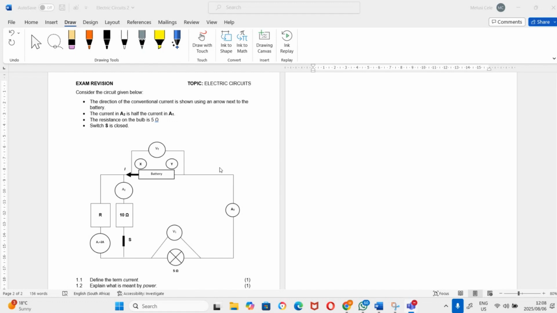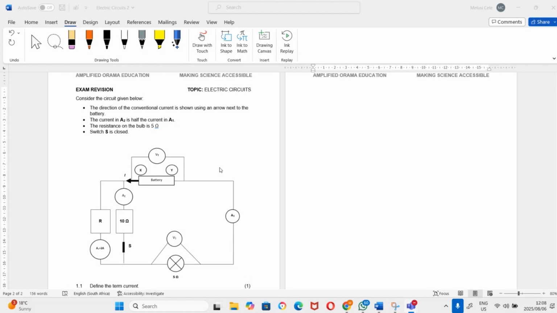The first question says define the term current. 1.1. Current is the rate of flow of charge.